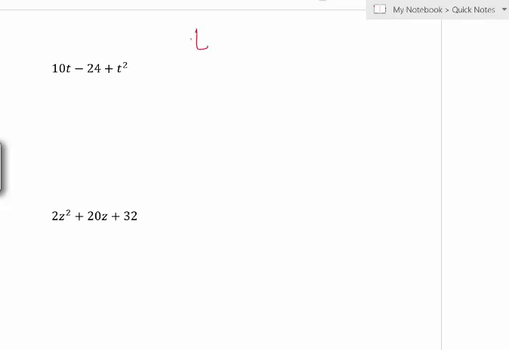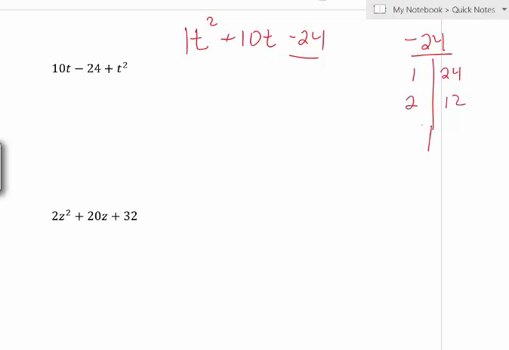So let's go ahead and rewrite it as t squared, a positive 10t minus 24. So 1 times negative 24 is a negative 24. Okay, so I'm going to start making a list of my numbers: 1 and 24, 2 and 12, 3 and 8, 4 and 6, right? Now we want to get a positive 10.